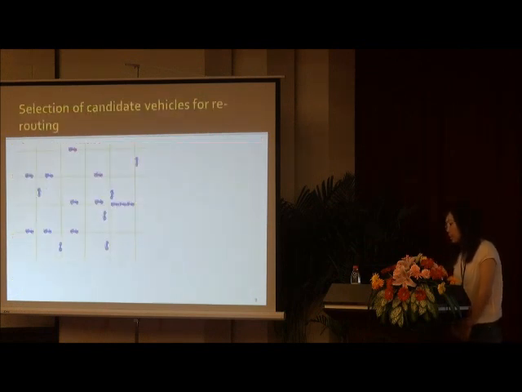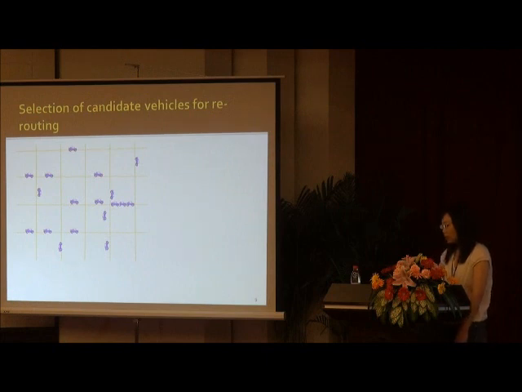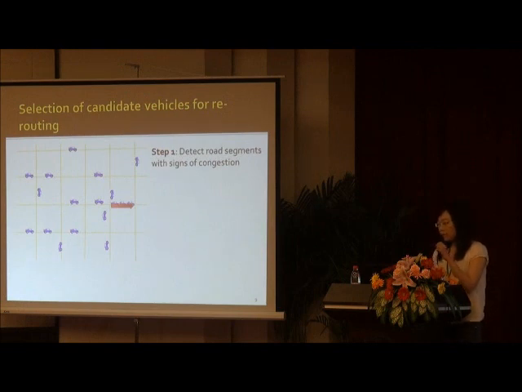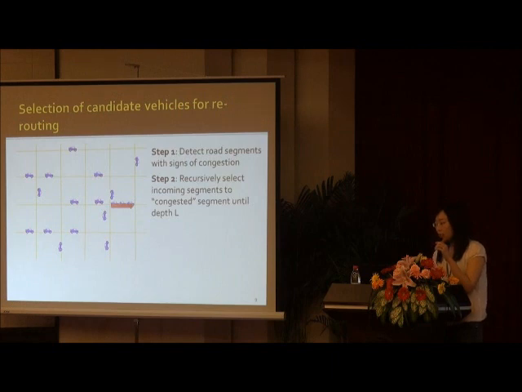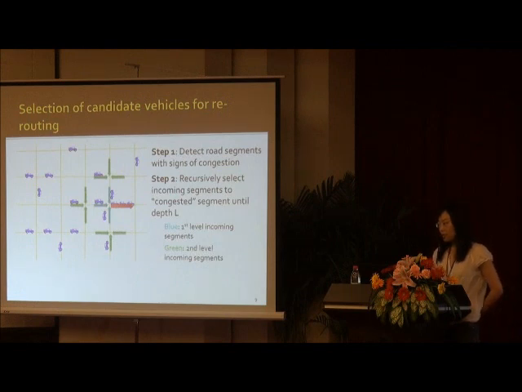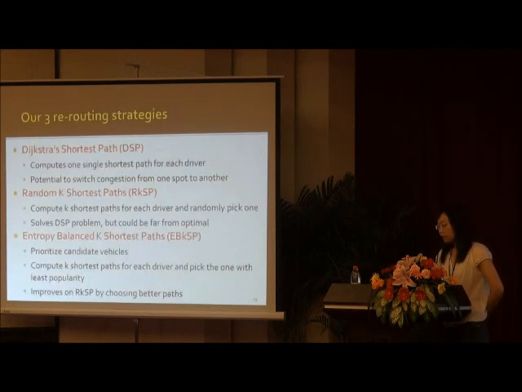These slides demonstrate the selection of the candidate vehicles for rerouting. Suppose the signs of congestion are observed, and then the system will recursively select the incoming segments to the congested segments until depth L. Suppose L is 2. So first you select the first level of incoming segments, and then select the second level of incoming segments, and all the vehicles on those 2 segments will be selected for rerouting. And our 3 routing strategies are as follows.